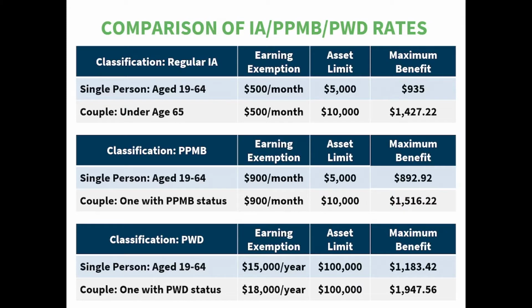The charts above show the differences in the earning exemptions, asset limits, and maximum benefit rates for single and couples on income assistance, persons with persistent multiple barriers, and persons with disabilities. This table gives an idea of how much the benefits would change if two people are considered spouses and are still deemed eligible for assistance. As shown here, the rate, limits, and exemptions will increase by a bit, but also note these amounts are shared between the spouses.